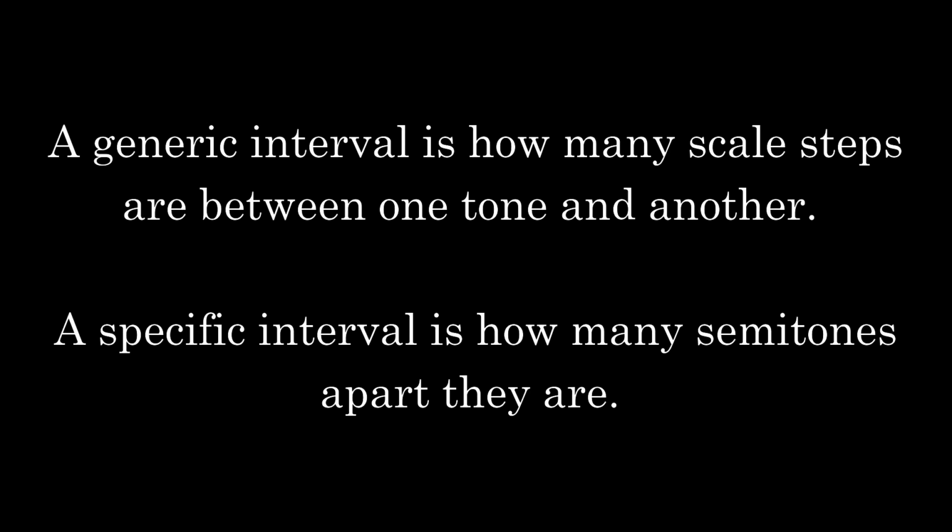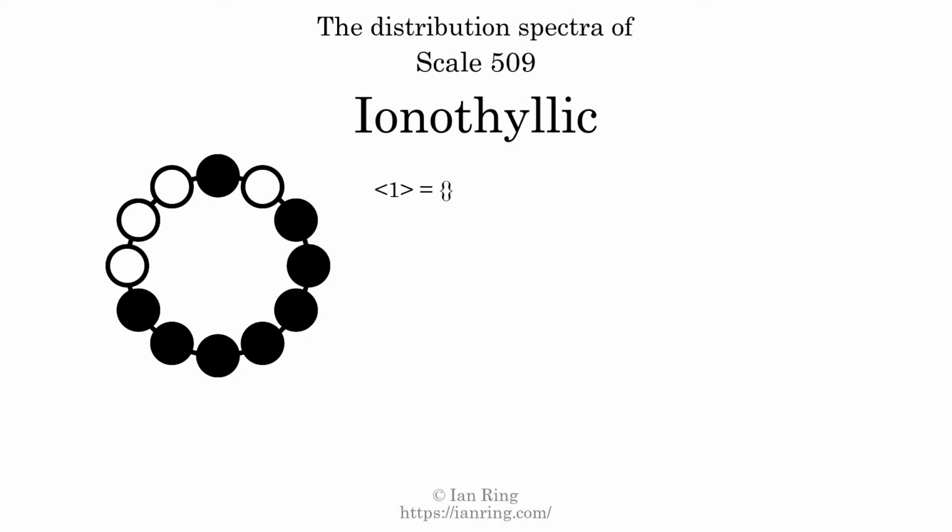A specific interval is how many semitones apart they are. The generic interval of one scale step comes in 3 different specific interval sizes. 1 semitone, 2 semitones, and 4 semitones. The spectrum width of this generic interval is the highest, 4, minus the lowest, 1, which equals 3.